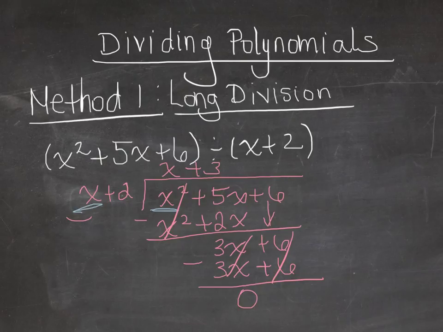So what that means then is that this polynomial x squared plus 5x plus 6 divided by x plus 2 is going to be equal to x plus 3. Okay, so x plus 3 is a factor. We'll get into that in other videos of this polynomial here. So let's see another way that we can do long division with what is called synthetic division.